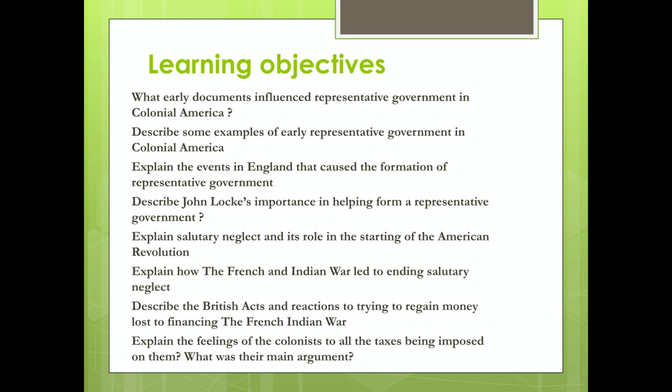Hopefully you got something out of this. If you got any questions when you get done with this, feel free to ask. And hopefully we'll be able to move on to the next one, which will be 1.3, and that's going to be the start of the American Revolution.